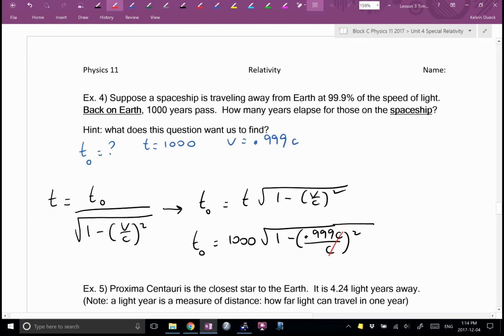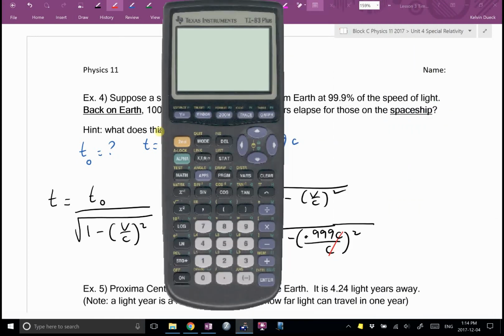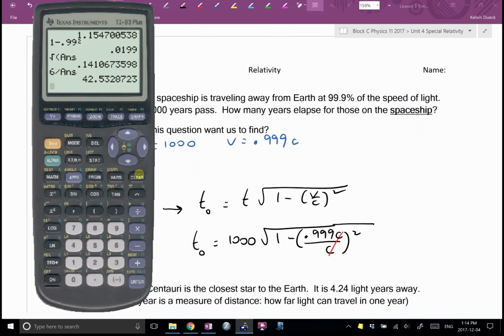Okay. So I'm going to do kind of the same approach. I'll do what's inside the square root first. 1 minus 0.999 squared. Square root of that. And then what? Times 1,000. If I go away for 44.7 years, 1,000 years will have elapsed back on the Earth in this scenario. I will have traveled 1,000 years into the future.